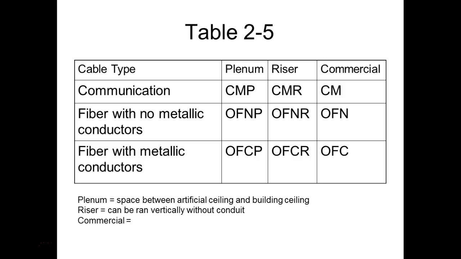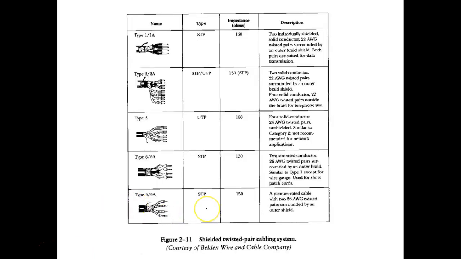So CM, these are communication. OF, these are fiber. And then OFCP or OFC, these are going to be fiber with metallic or electrical conductors in there. So STP, which would be shielded, and UTP. STP would be running an outside shield, but the individual conductors are shielded too. UTP, and we'll look at these. These are not 4 conductors, these are 4 pairs. This is what we primarily use in Ethernet or wired networks.